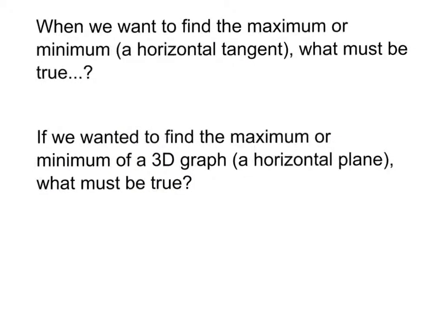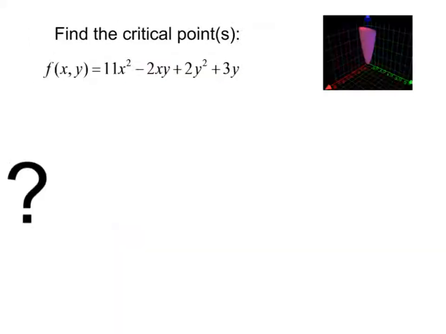Now, looking back at Calc 1 and 2, when we want to find the maximum or minimum or a horizontal tangent, a condition must be true. And I hope you remember that that means that the derivative had to be equal to 0. Well, it's not any different now, except now we're talking 3 dimensions. So we're looking for a spot where both the derivatives with respect to x and with respect to y are equal to 0. Okay, so let's try one.